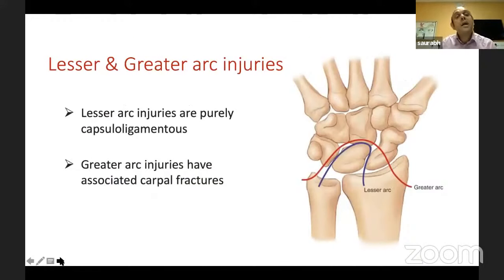So let's introduce another concept, lesser and greater arc injuries. Lesser arc, L for ligaments, L for lesser, is a pure ligamentous injury. Scapholunate, lunotriquetral, or both. Greater arc will be ligaments plus bones, and you can have any number of patterns.